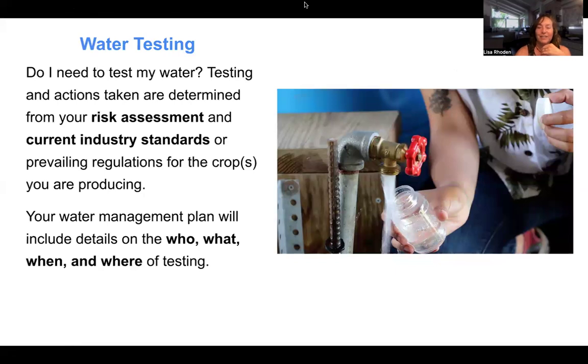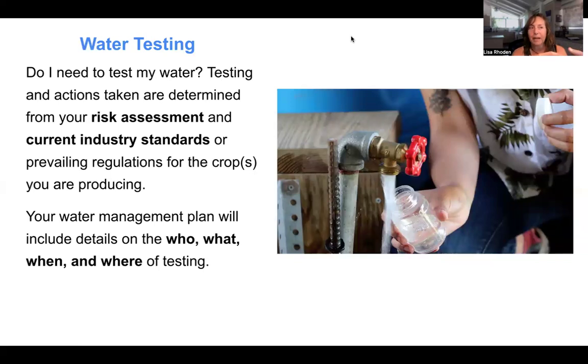Water testing. So this one always comes up as a question. First, the people want to know, do I need to test it? And then how often do I need to test it, and how do I do that? So the first thing to say is that we are going to figure that out with you depending on what your risk assessment says or what your risk assessment tells us and what your water source is. We'll work through this with you.